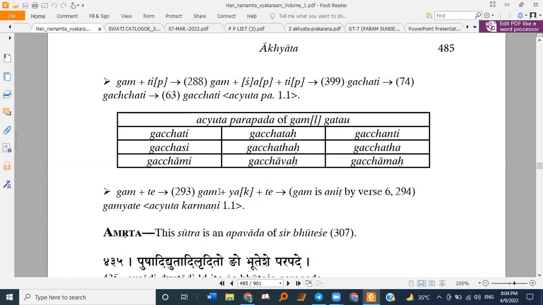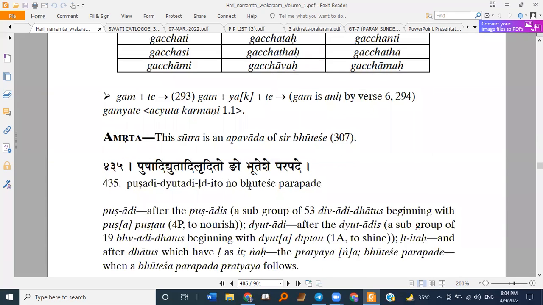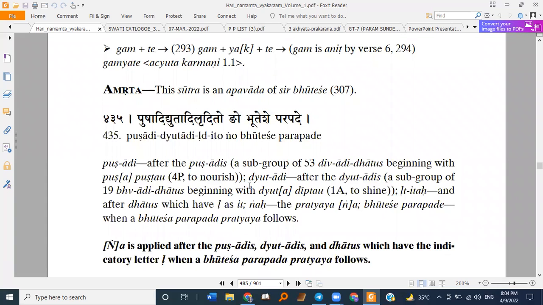Then agamat, agachat, agachatam, agachan, agacha, agachatam, agachata, agacham, agachava, agachama, agamyata, agamyetam, agamyanta, agamyatha, agamyetham, agamyadham, agamye, agamyavahi, agamyamahi. So that was until the Bhuteshwara, the forms. So the same pattern. Then when it comes to Bhutesha, we have a sutra here.